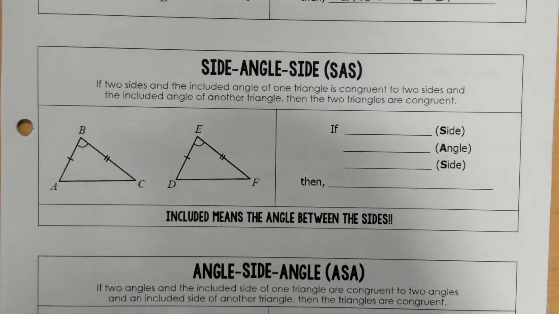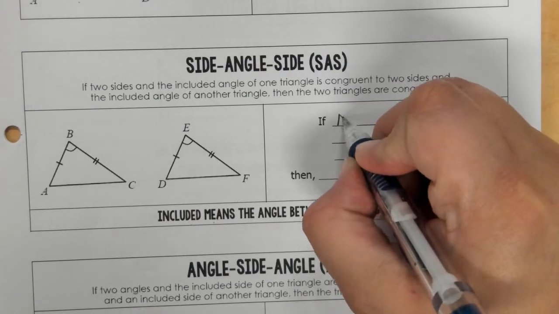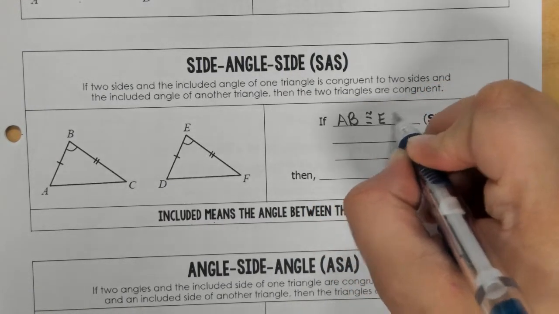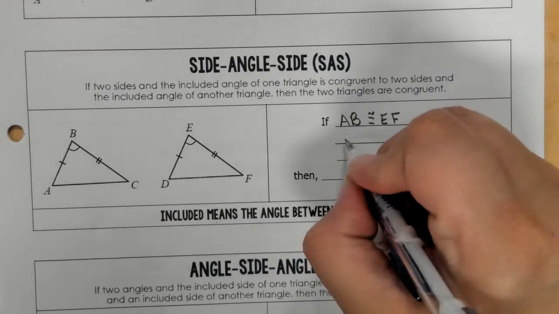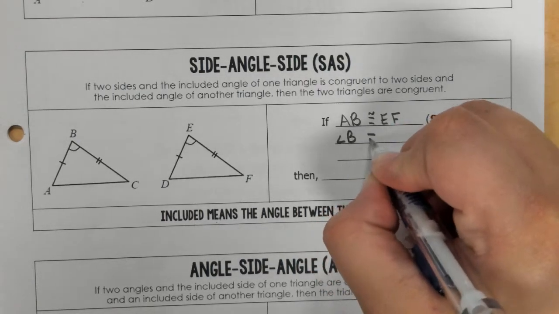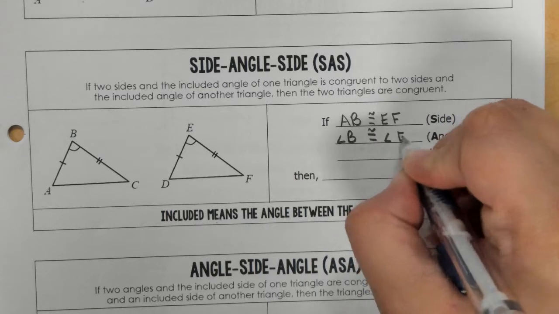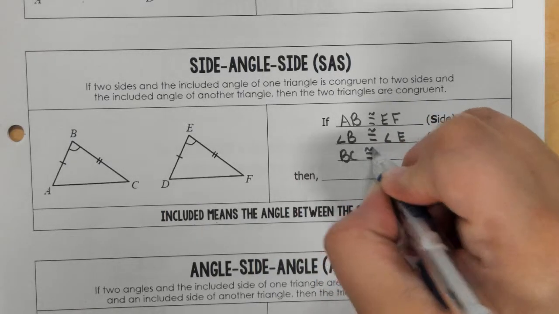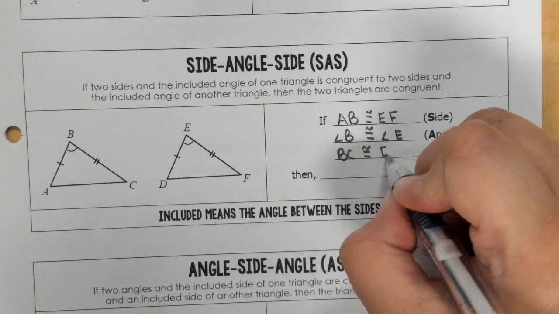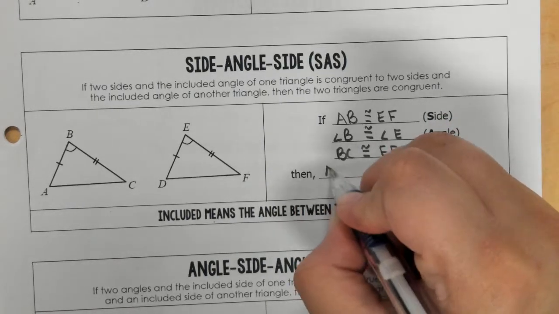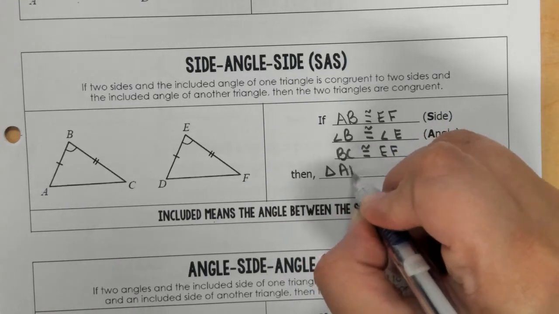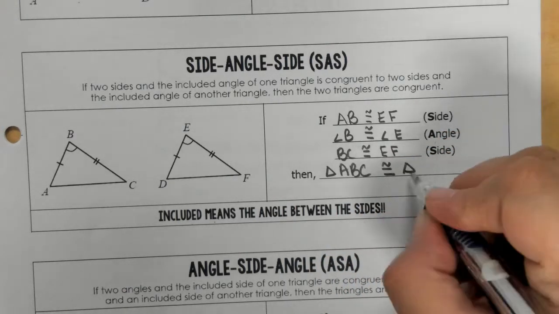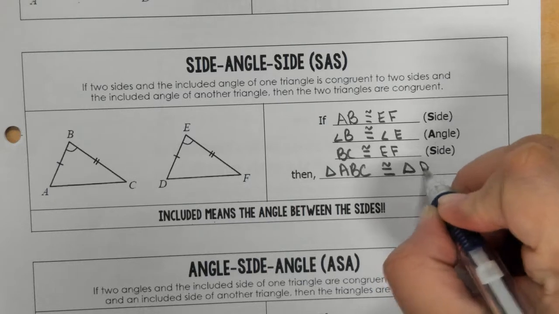So you would say if side AB is congruent to DE, and if angle B is congruent to angle E, and then the other side, BC, is congruent to side EF, we now can say that triangle ABC is congruent to DEF.